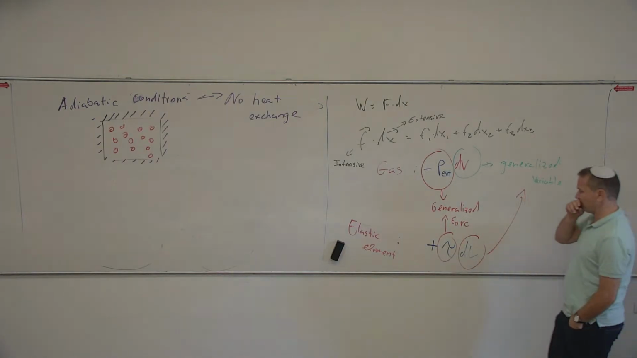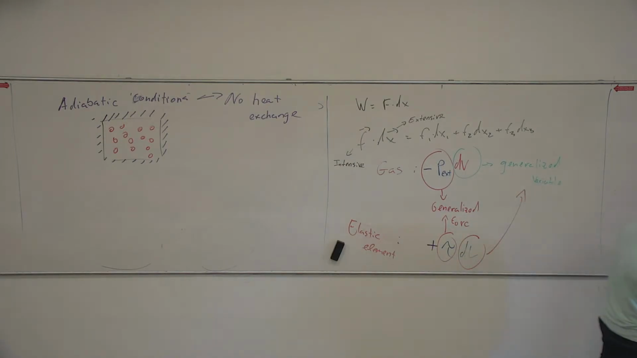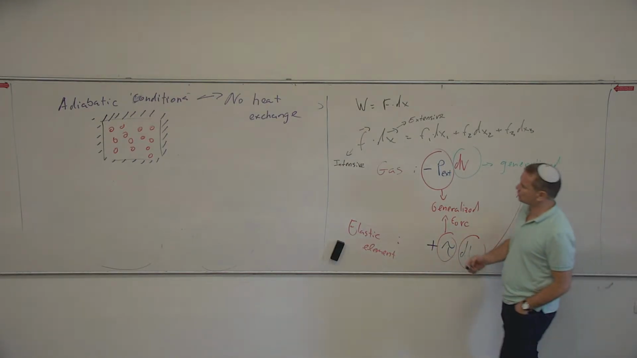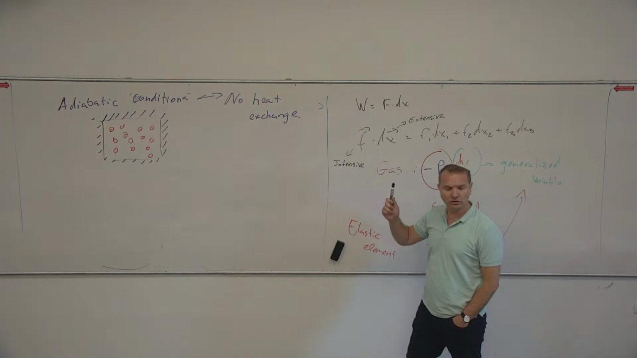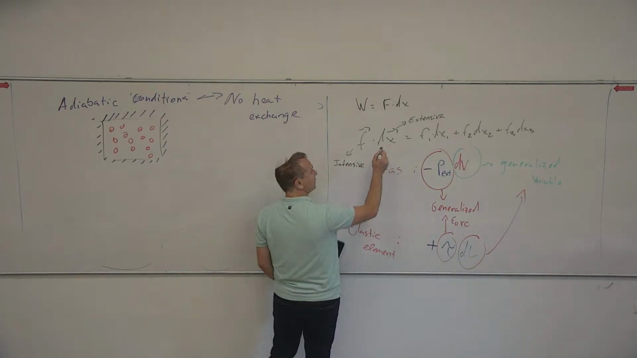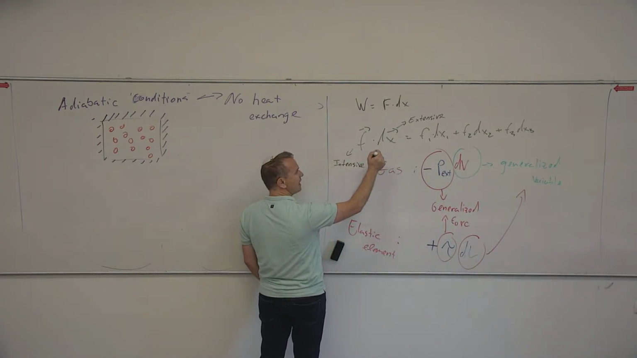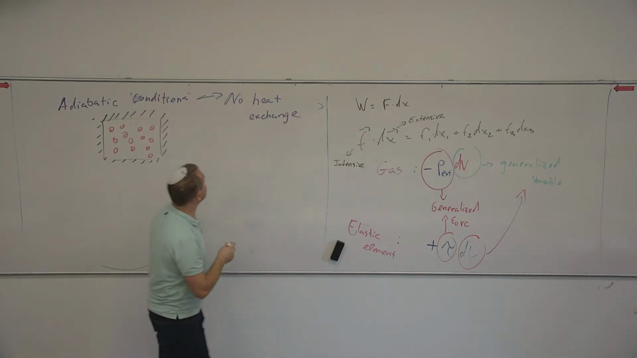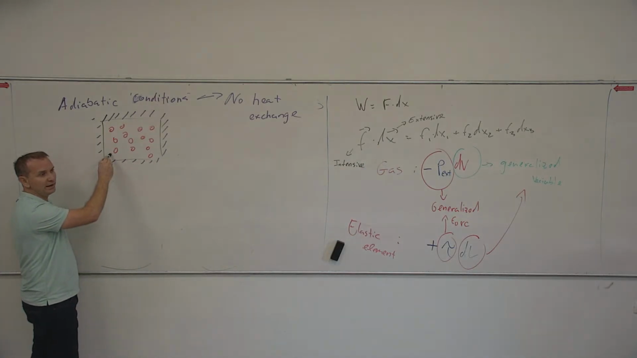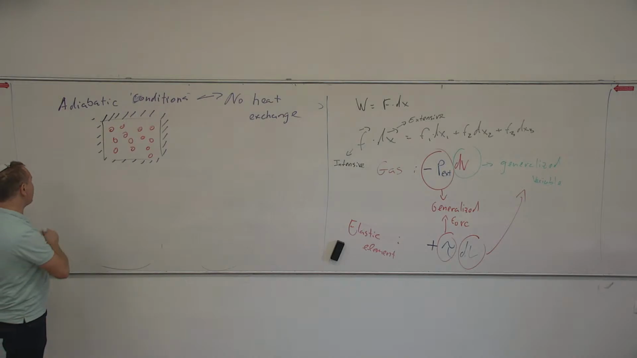Great. So this is the control. Work is controlled by forces and by variables. Heat is controlled by imposing the adiabatic conditions.